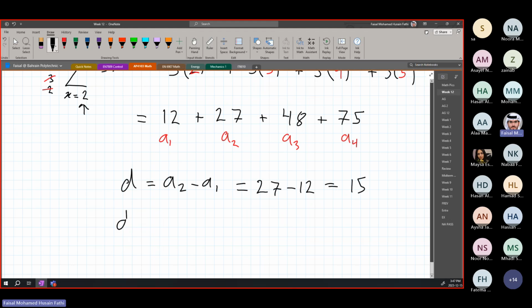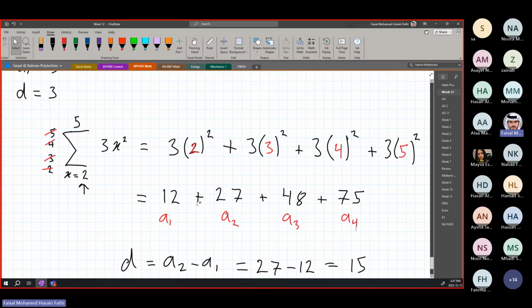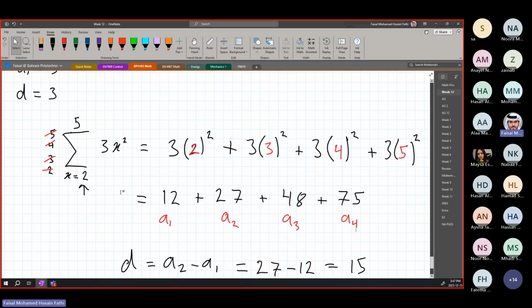Let's do it again. 48 minus 27, which is basically a3 minus a2, is 21. This is not an arithmetic sequence. It is a sequence, yes, but not an arithmetic one.